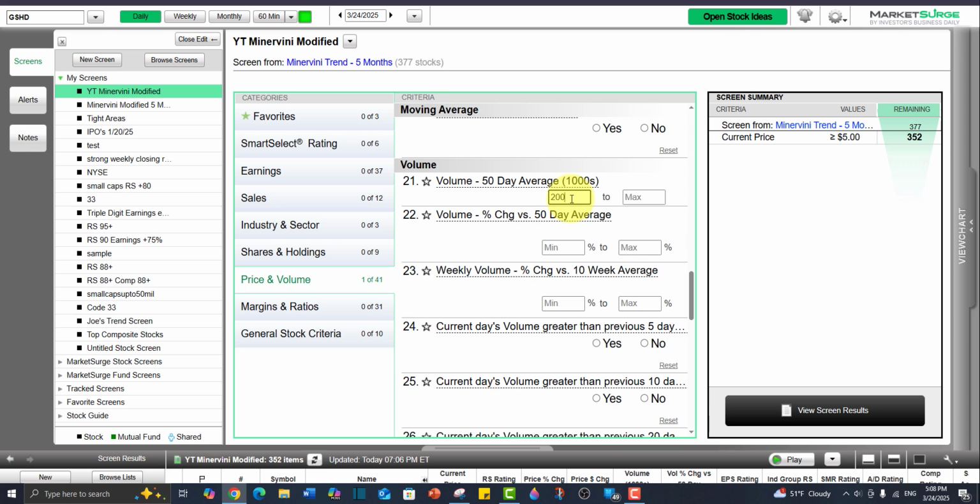When you have a high number of shares trading per day, then the spread between the bid and the ask is tight. So you get a good price on your buy and sell. And it's less volatile, and you don't get stuck.